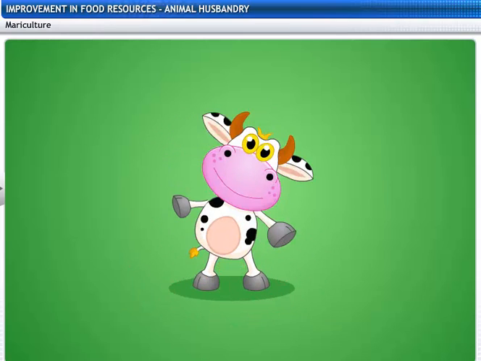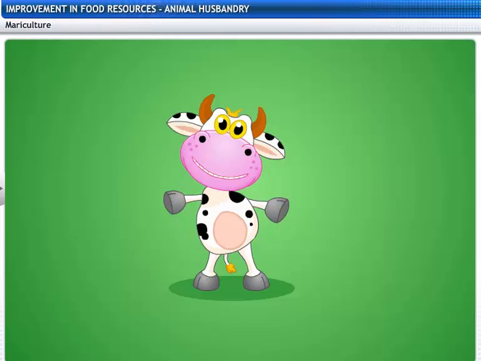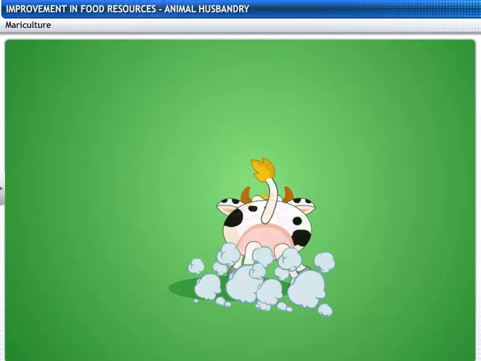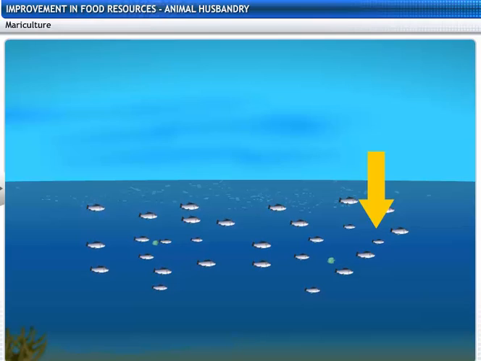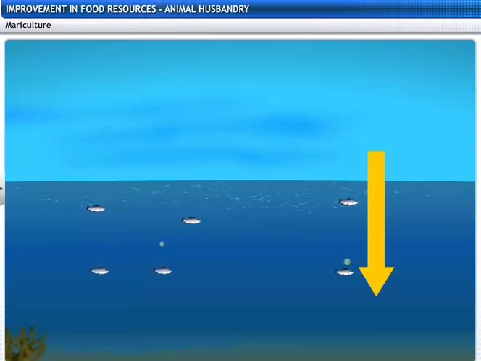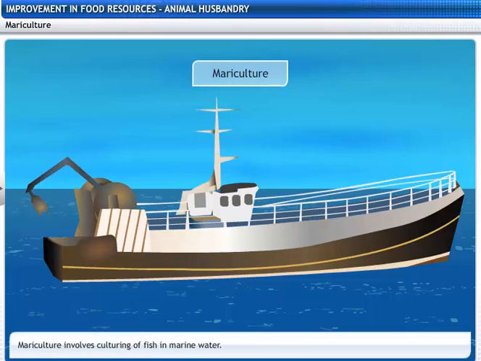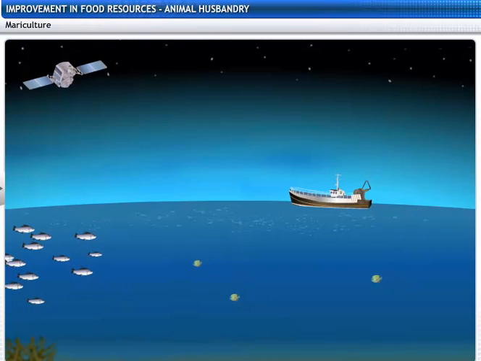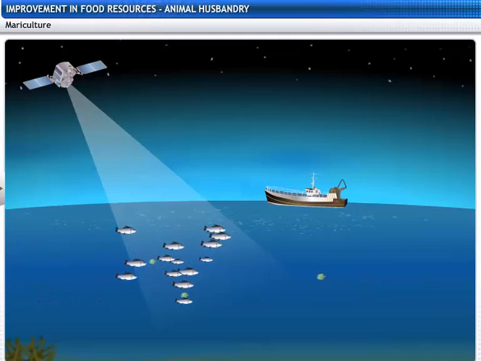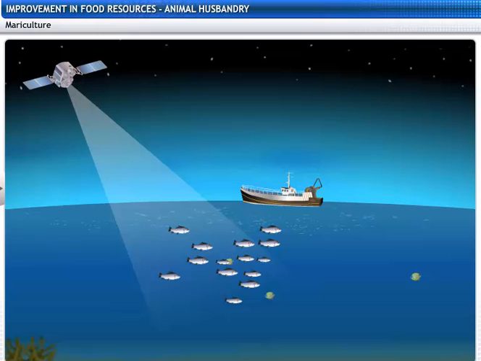But I have heard that the stock of fish in the oceans is getting depleted. Unfortunately, that's true. But as the marine fish stock gets depleted, the demand for more fish can be met by culture fishing or mariculture. Mariculture involves culturing of fish in marine water. Another technique for capturing fish is by locating large schools of fish in the open sea using satellites and echo-sounders.